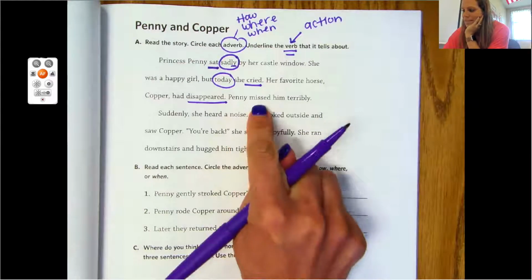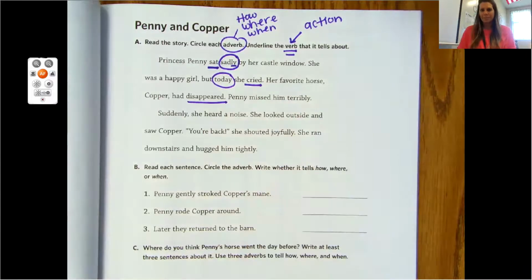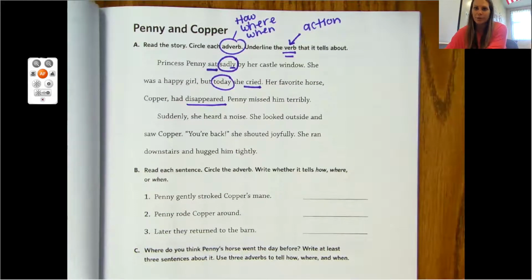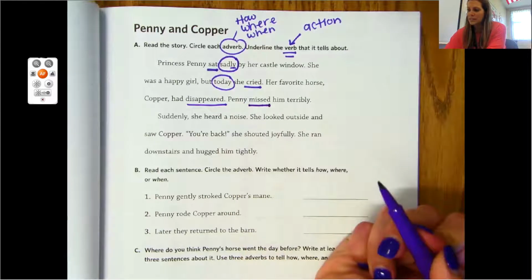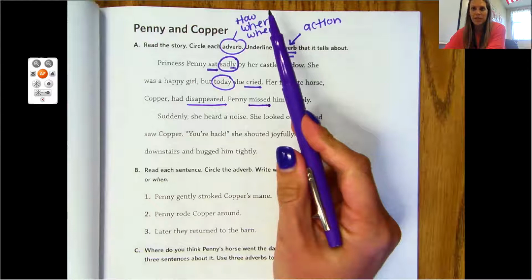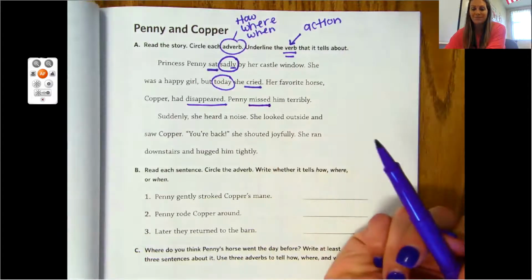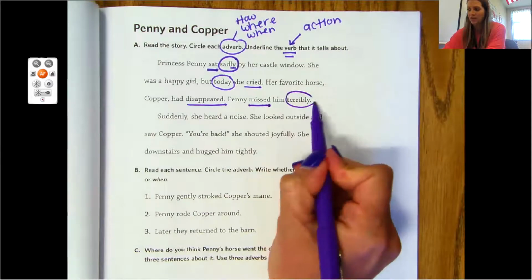Penny missed him terribly. All right, what's the action here? What's the verb? Underline the verb. You should have underlined missed. Okay, well, let's think. How did she miss him? Is that described? She missed him terribly.